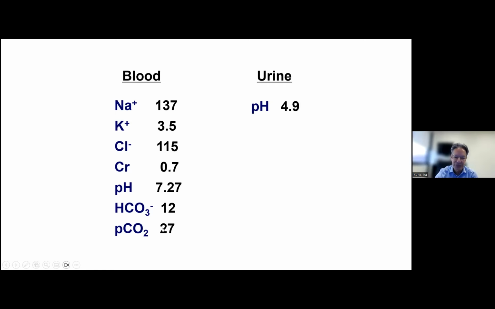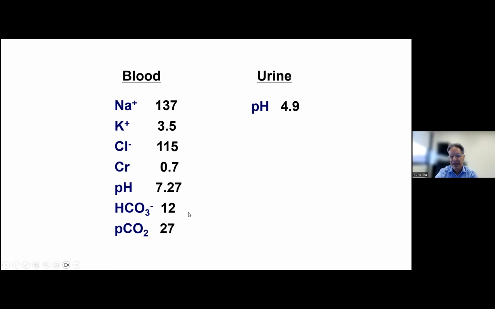I'm sorry, here the PCO2 is here. I didn't see it. So the PCO2 is 27 with a bicarb of 12. Those changes from normality are about equal. So this is what you would expect in a compensated metabolic acidosis. So there's no mixed disturbance occurring here. And the urine pH is 4.9.